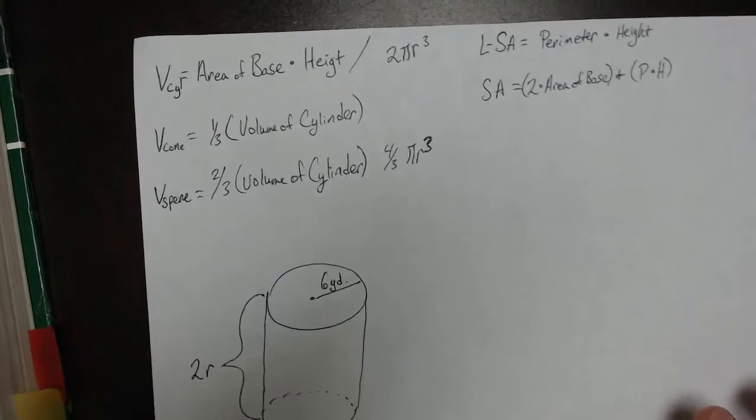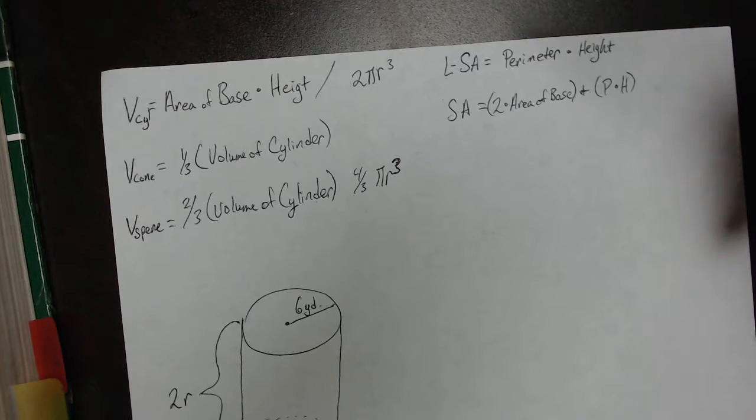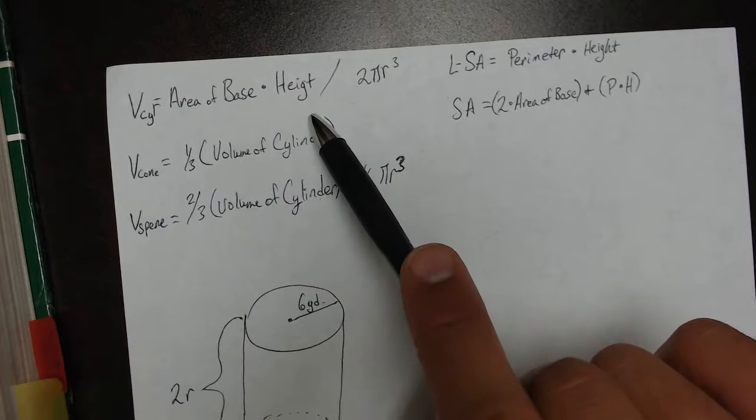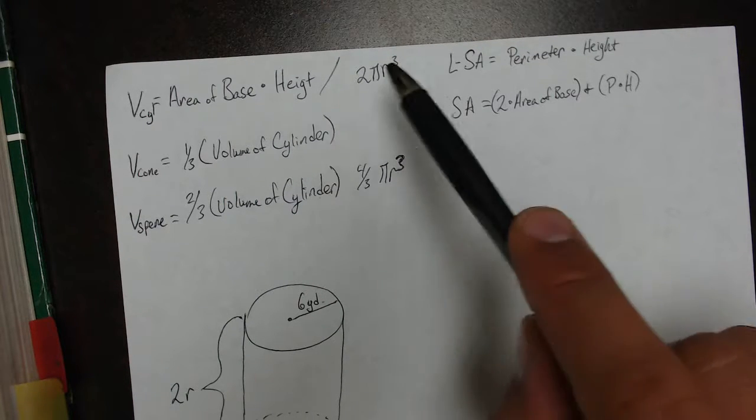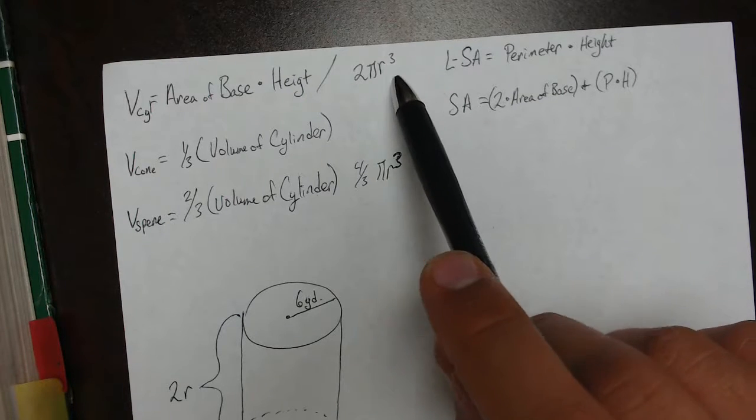So the main equations that I want you guys to memorize and learn are volume of a cylinder, which is just area of the base times the height. For round cylinders, it's specifically memorized as 2 pi r cubed. That only works for circular ones.